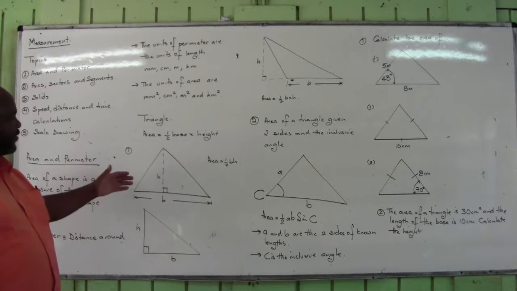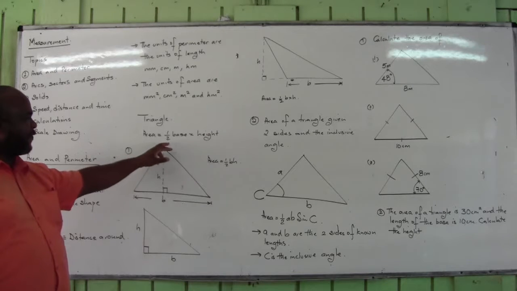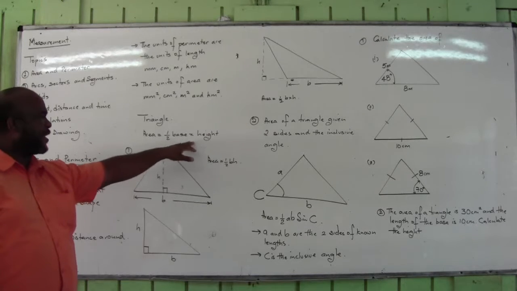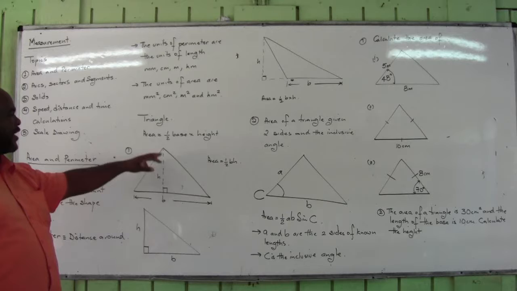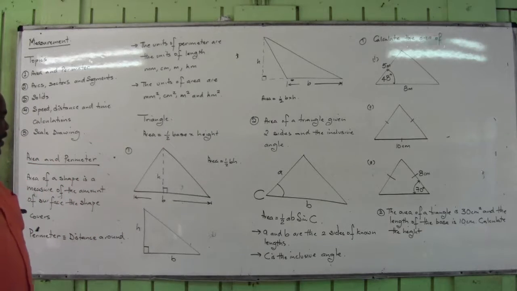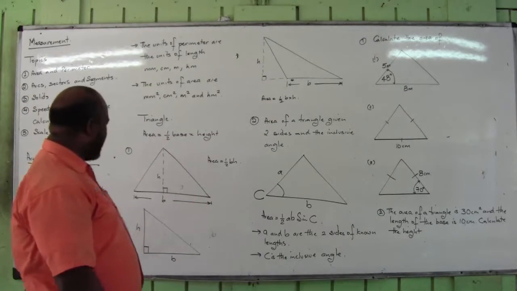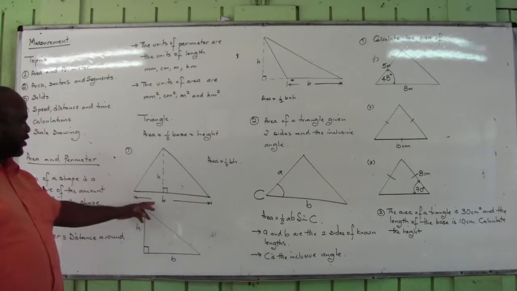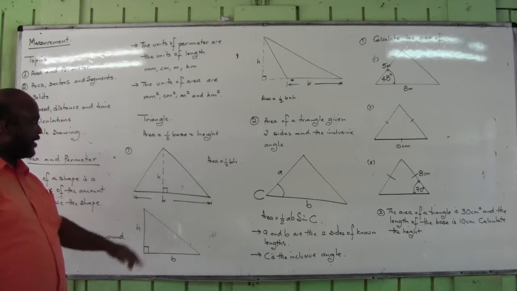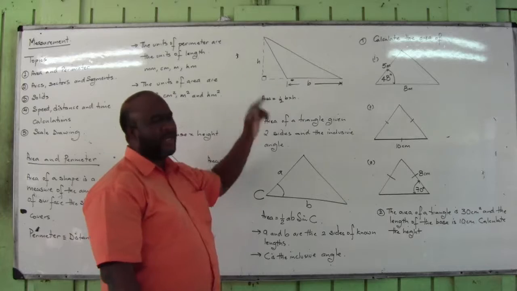Area of a triangle. Ladies and gentlemen, the area of a triangle is half of the base, half base times height. Or if you want, you could say half multiplied by base multiplied by height. Here I have three different triangles, each of them illustrating what is the base and what is the height.